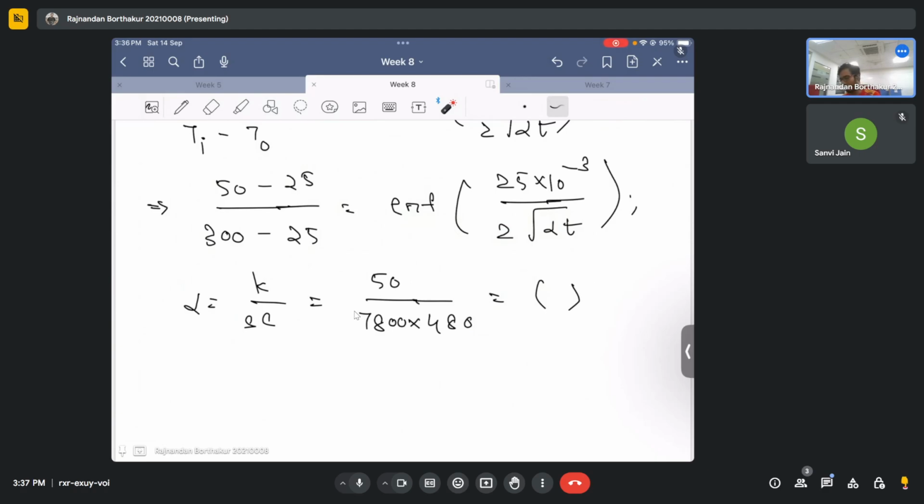Did you understand how to calculate time by using the error function complement? Can you just give an yes or a no? Yes, okay, thank you very much.